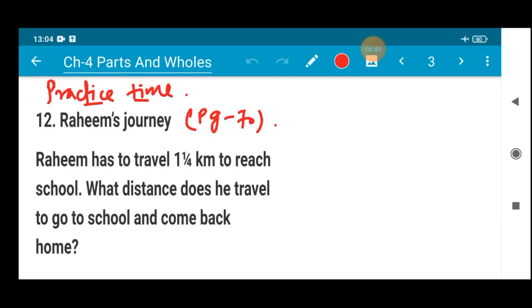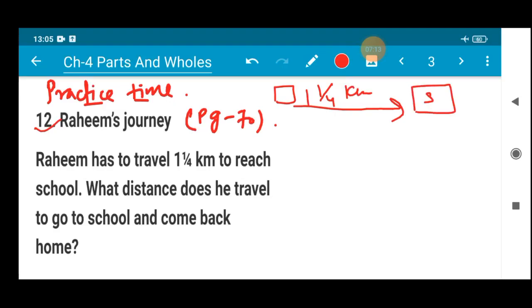Let us now solve the practice time which is on page number 70. Okay, the topic is Rahman's journey. Rahman has to travel 1 whole 1 by 4 kilometer every day to reach the school. Okay, he doesn't have a bus over there. So he has to walk every day.